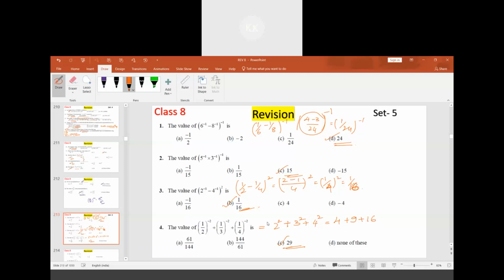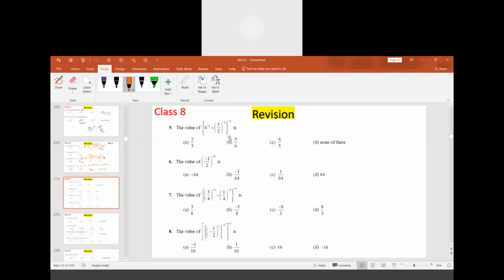If they give the power minus 1, it will be 2 plus 3 plus 4, which becomes 29. Option C, 29 as the answer. Correct, no? Yes, sir.